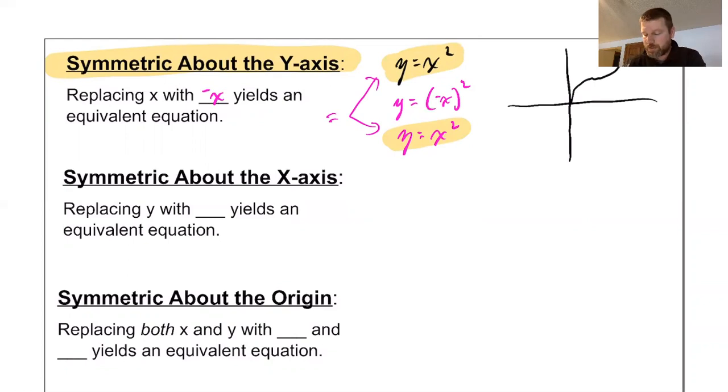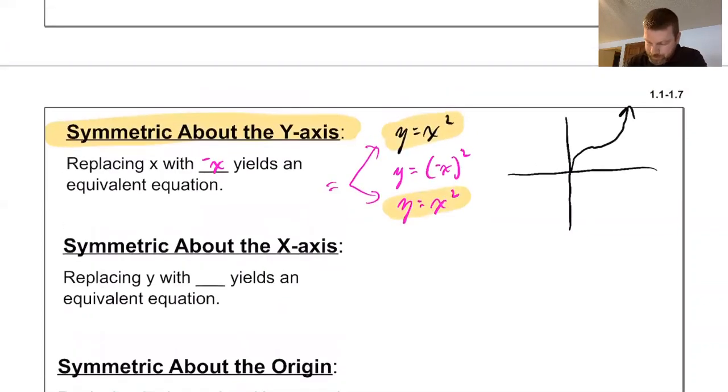All right, if a graph is symmetric about the y-axis, here's my y-axis, that means any point on the graph on the right-hand side should show up reflected over the y-axis on the left-hand side. So let's say this is a point A comma B. That should show up on the left-hand side of the graph right about here, at the same exact height, but with the opposite value of x. Instead of A comma B, that would be negative A comma B.